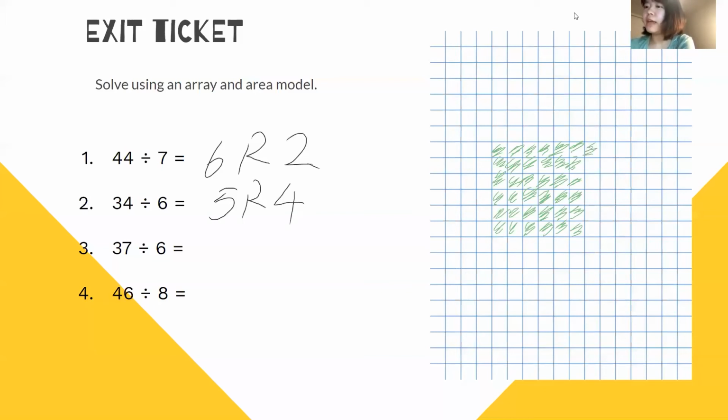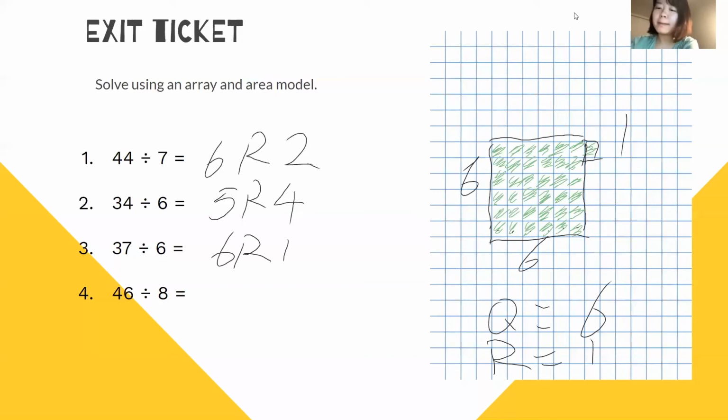And we have a rectangle here. And for this rectangle, the width is 6. And the length is 1, 2, 3, 4, 5, 6. And we have one extra square on the side. So the quotient is the length, which is 6. And the remainder is 1. So 37 divided by 6 is 6, remainder 1.